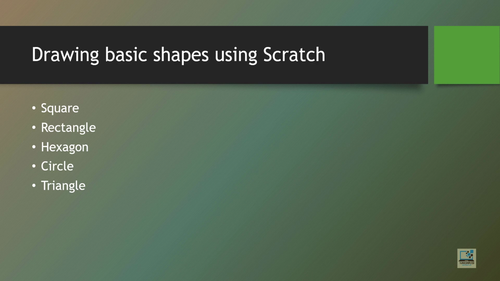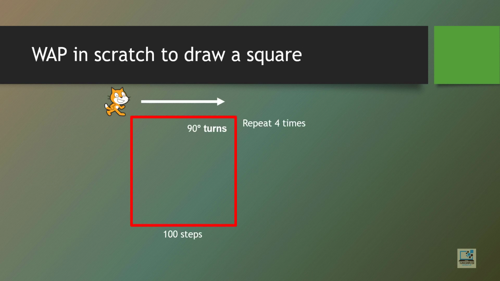So let's begin. First question is, write a program in Scratch to draw a square. WAP means write a program. So write a program in Scratch to draw a square. Let's say we want to draw this. As we know, in a square each side has the same length. So let's say 100 steps on all four sides and each angle is 90 degrees. So we have to take a 90 degree turn. Let's say the sprite is at this position, upper left corner, and it will move clockwise.